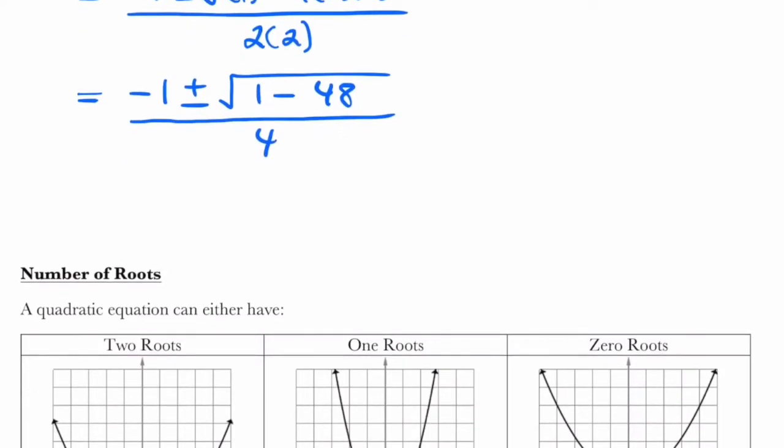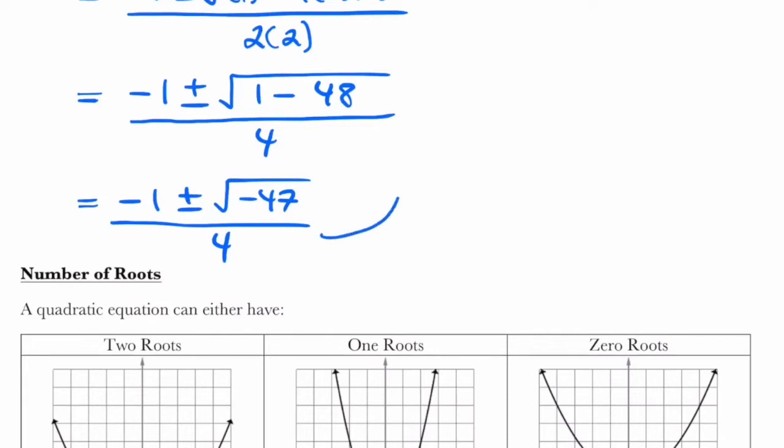Continuing to use BEDMAS, we're going to simplify what's under the square root first. So 1 minus 48 gives you negative 47. And all of that is divided by 4. And you'll see we arrive at a problem. We're trying to take the square root of a negative number. As you know, we can't do that. So this suggests to us that there are no solutions.